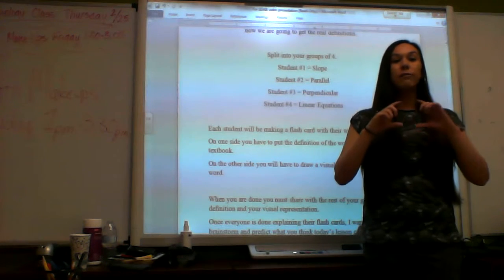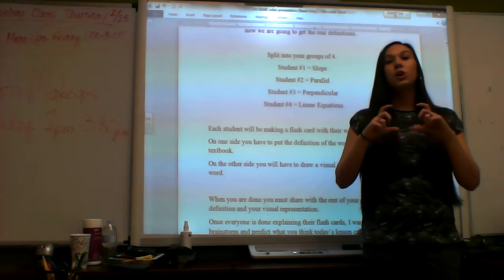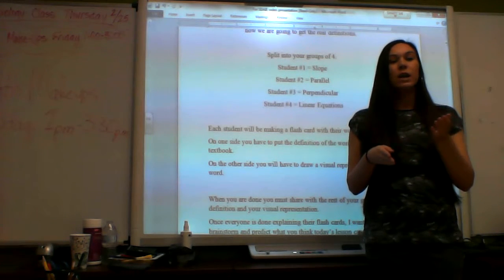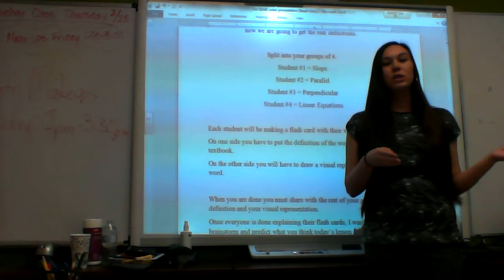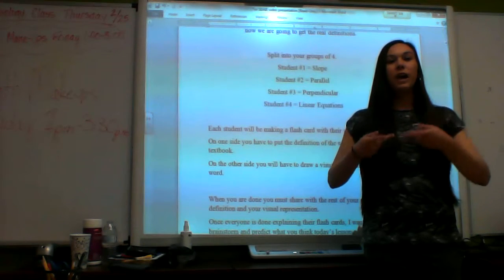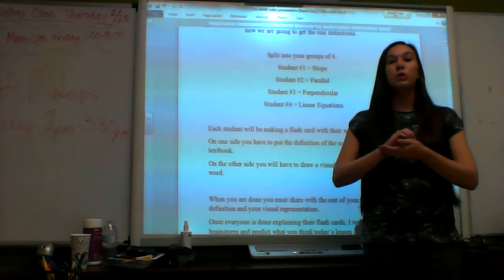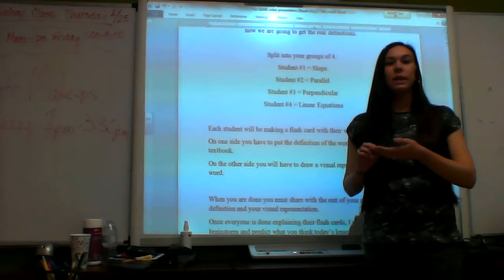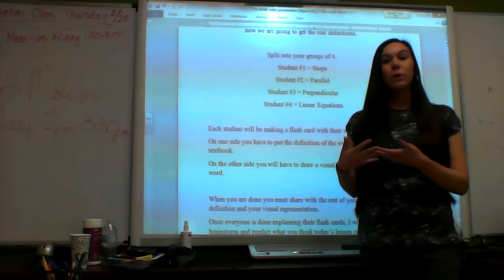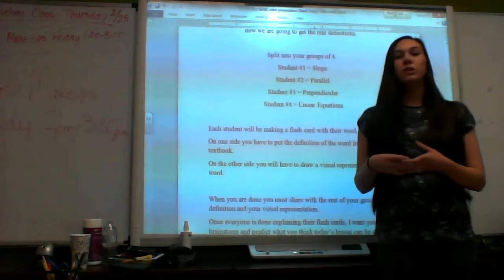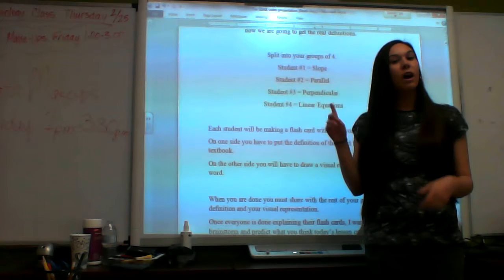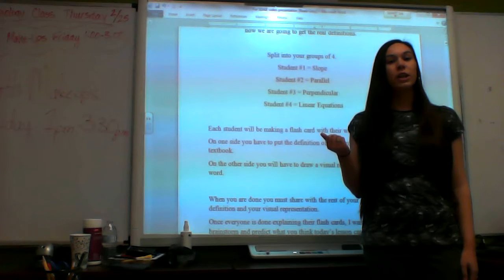Each of you is going to get a flashcard. On one side of the flashcard, you need to define that word. You're going to open up your textbook and go to the glossary. If it's not in there, go to the index and find which page it's on. Write down the formal definition of that word on one side. On the other side of the flashcard, you need to draw a visual representing it. We just went over a lot of visuals. You can use one of those, whichever is your favorite, or you can make up your own. That's completely fine. Once you're done with your flashcard, you're going to present to the rest of your group the formal definition of your word and your visualization.